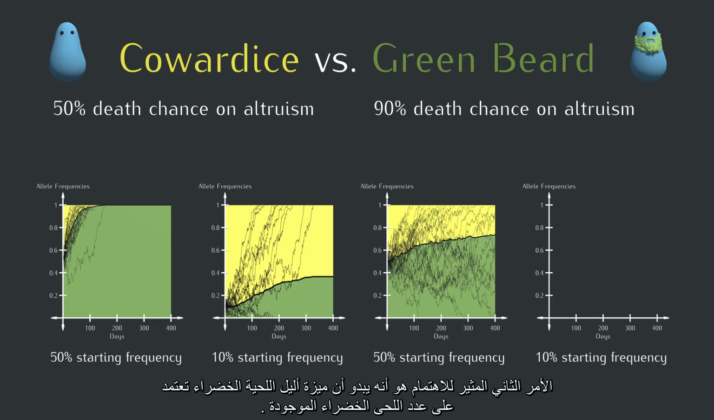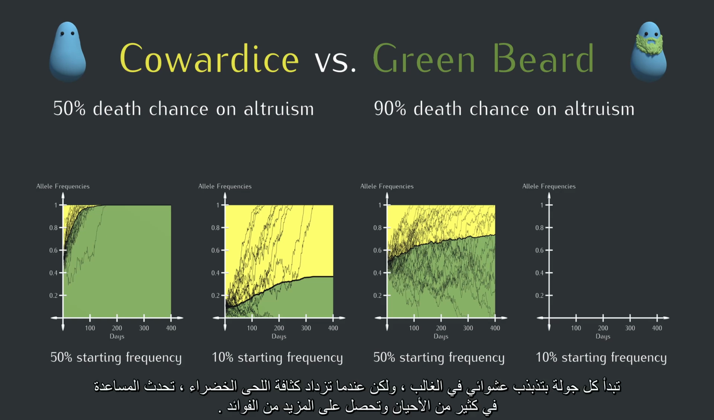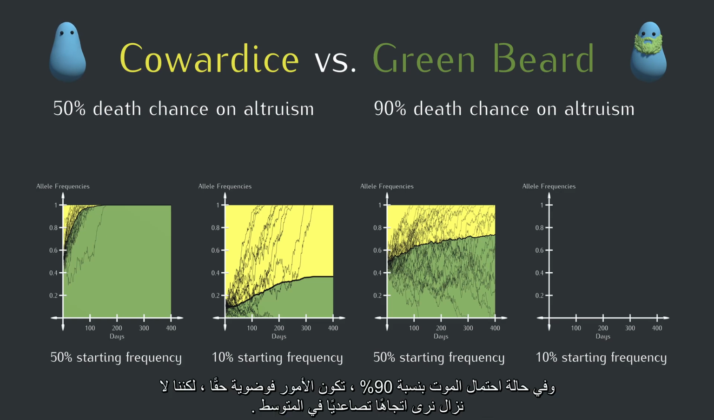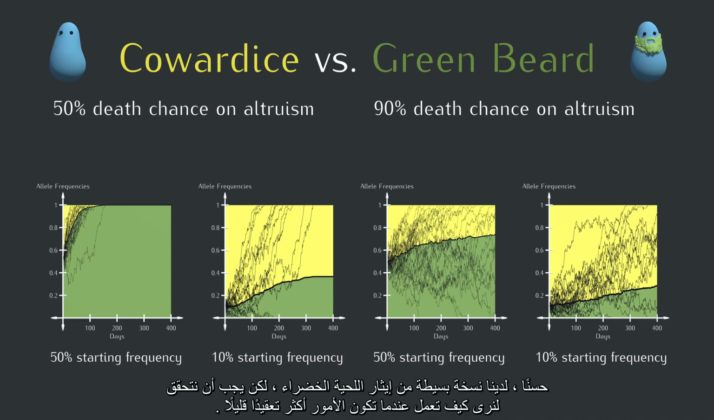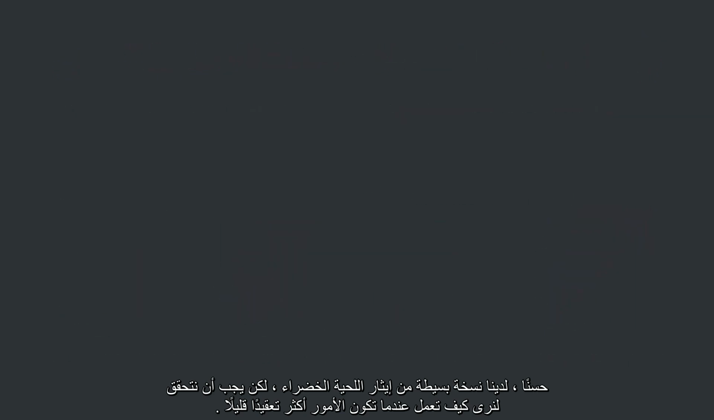The second interesting thing is that it seems like the green beard allele's advantage depends on how many green beards there are. Each run starts out with mostly random wobbling, but when the density of green beards gets higher, the helping happens more often and they get more benefit. And in the 90% death chance case, things are just really chaotic, but we still do see an upward trend on average. Alright, so we have a simple version of green beard altruism working, but we should check to see how it does when things are just a bit more complex.